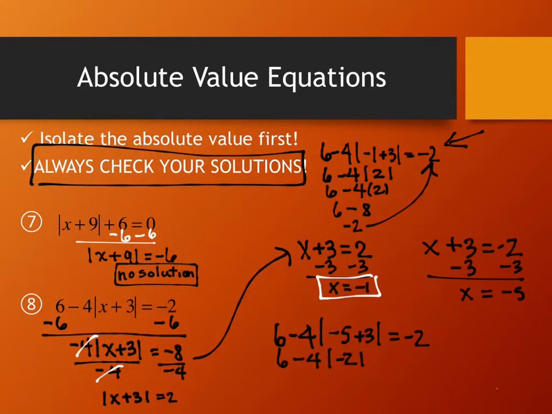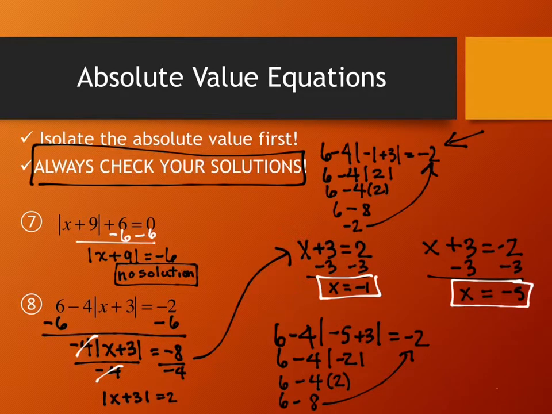What is the absolute value of negative 2? 2. Now I have 6 minus 4 times 2. Order of operations, multiply first. 4 times 2 would be 8. And it's negative because there's still a subtraction sign between. And then 6 minus 8 is negative 2, which is exactly what we wanted it to be. So this second potential solution, again, is an actual solution.